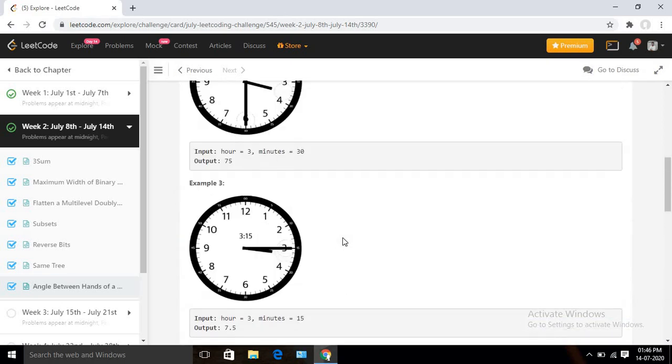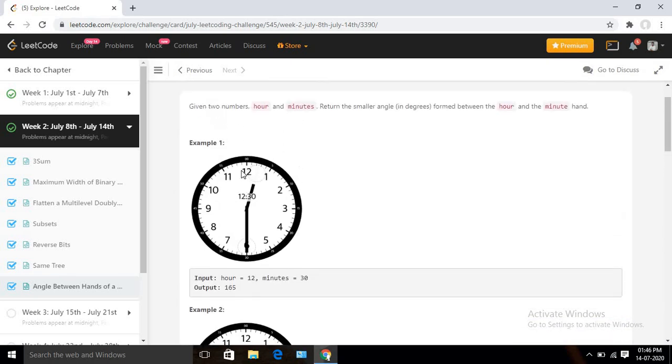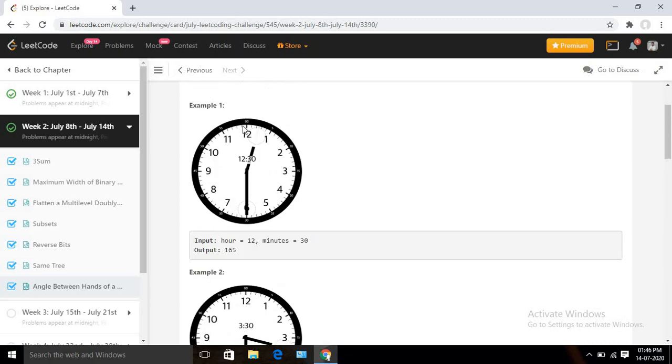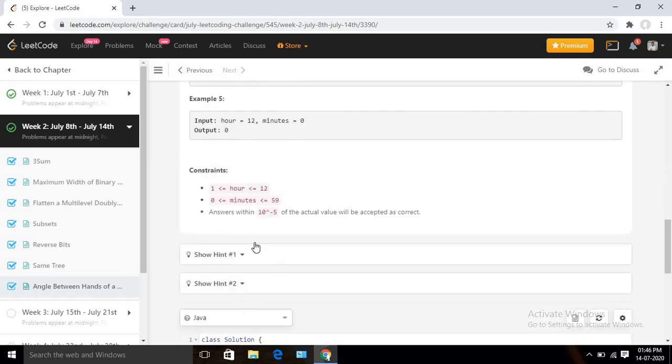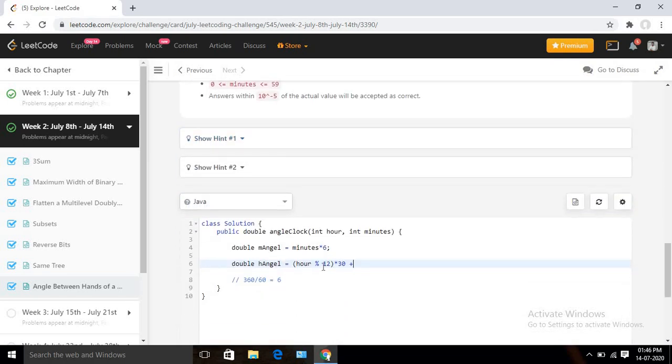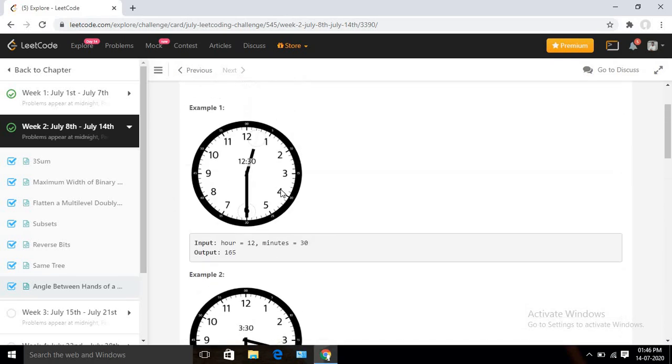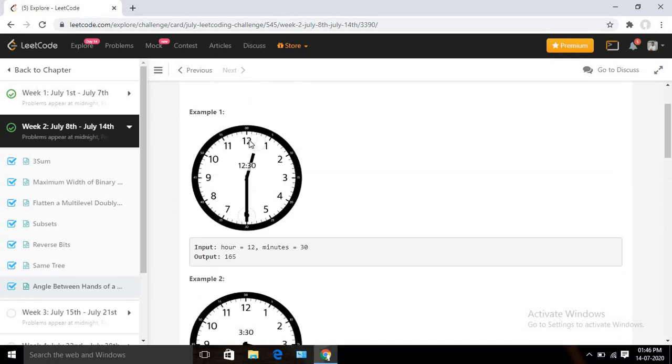Suppose your clock is like this. At first, look at 12:30. If my hour is 12, then I am doing 12 percentage 12, which means the remainder is 0. In this case it's less than 1 hour, so I need to calculate the in-between hour. Actually our hand is here, so I need to calculate this portion. How can we calculate this portion? That is the question.